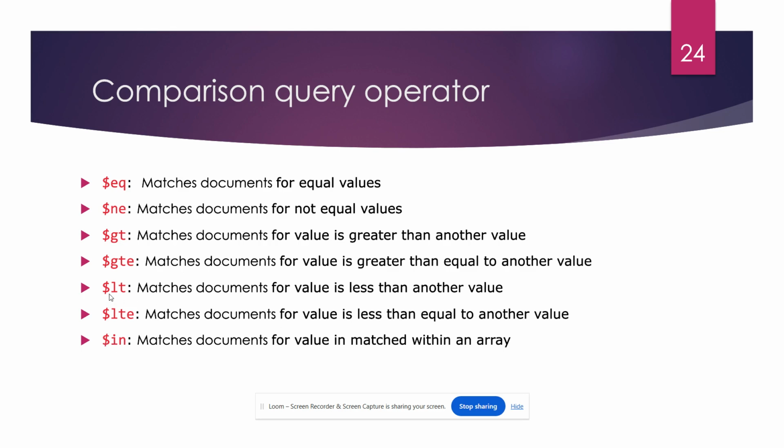In the same way we have $lt, which matches the documents for less than a value, and $lte, which matches the documents for less than or equal to a value. Next, we have one more, that is $in, which matches the documents for the values which are matched in that array. Now, let us have the demonstration of all of this in the Mongo shell.